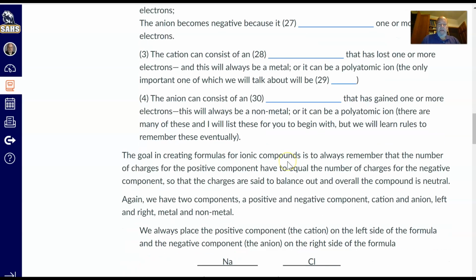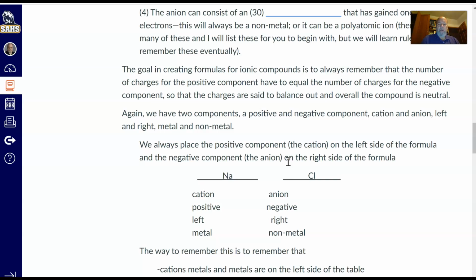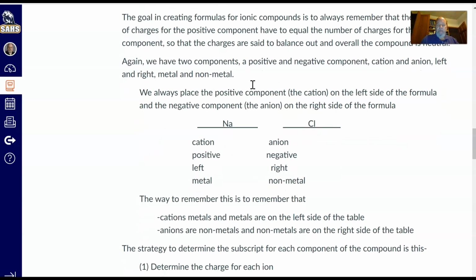So we've got a positive and a negative component, and our goal in all of this is going to be to create formulas that create the same number of negative charges as we have positive charges. Okay, we need to match the number of positive charges and negative charges in the formula. So the charges are said to balance out, and the overall compound is neutral.